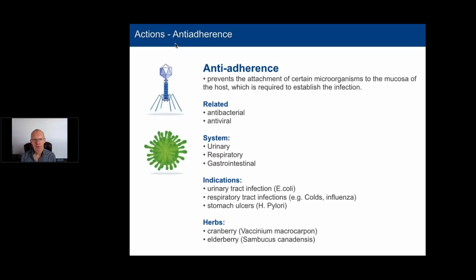Also, some of these various flavonoids and sugars that have an anti-adherence property against urinary tract and respiratory tract infections might also inhibit the binding of things like H. pylori from sticking to our stomach walls and initiating the infections that can cause stomach ulcers.